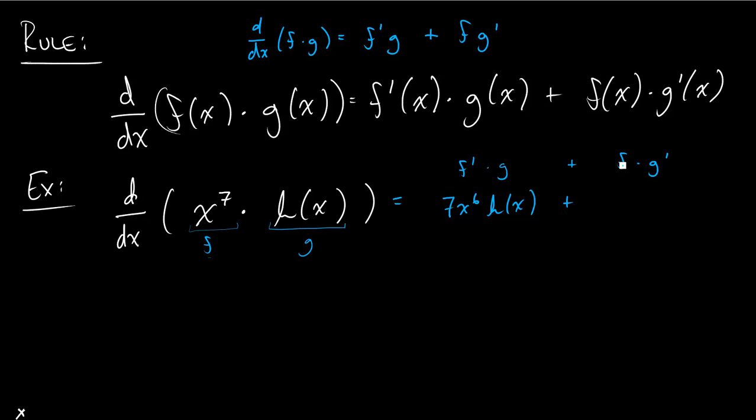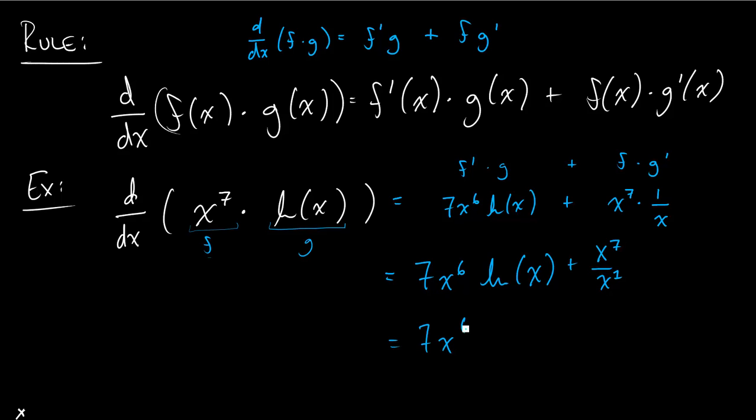And now I'm going to add that to f, which I leave alone at first. So f is just x to the 7th, I leave it alone. But now I'm going to multiply this thing by g prime. Now what's g prime? The derivative of ln x is 1 over x. So if I want to simplify this, this is going to be 7x to the 6th ln of x. And now x to the 7th over x, you can actually simplify this, right? This is really x to the 7th over x to the 1st, and so the whole thing will be 7x to the 6th ln of x plus x to the 7 minus 1, which is x to the 6th.